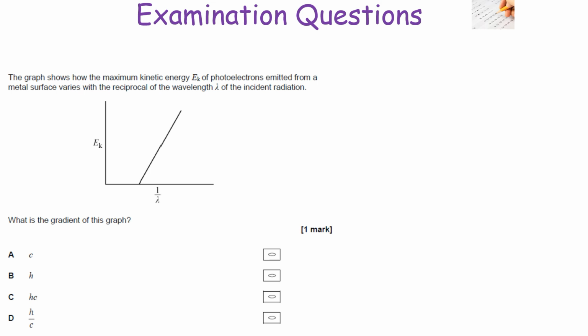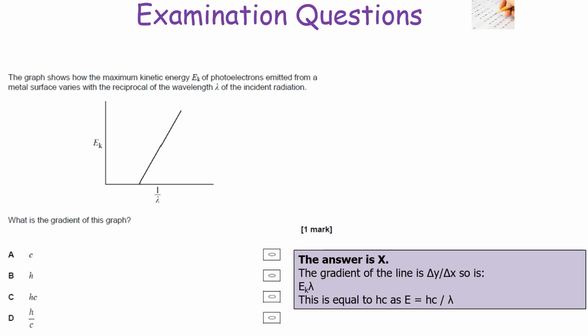Well, the answer for this one is going to be C. Why is the answer going to be C? Well, we know that the gradient of the line is the change in y over the change in x, so therefore it's Ek over 1 over lambda, which is Ek times lambda. Then that's equal to hc, because you know E equals hc over lambda. That's an equation we were given, so therefore we can say hc is E times lambda, so that's what the gradient is equal to. So the answer is C.